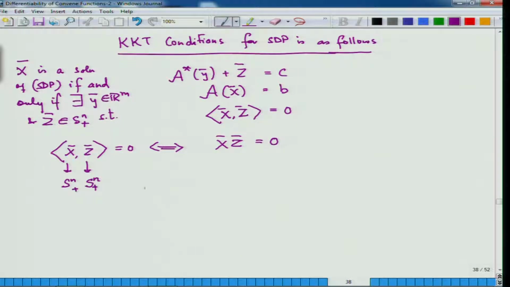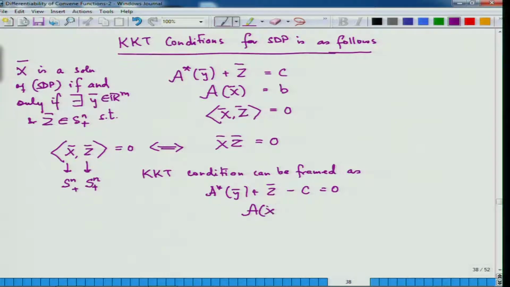So, the KKT conditions can now be framed for SDP as follows: x bar is a solution of SDP if and only if there exist y bar and z bar such that A star y bar plus z bar minus c is equal to 0, A x bar minus b is equal to 0, and x bar z bar is equal to 0, where x bar is an element of Sn plus and z bar is an element of Sn plus.